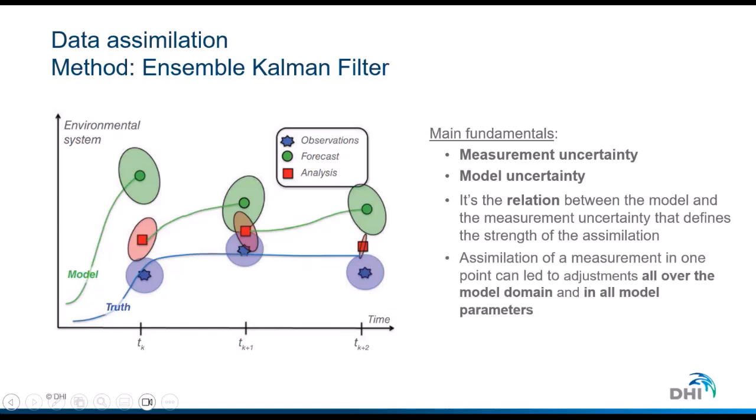So the fourth fundamental about this method, I'm just going to throw that on you now, and that is the fact that even if we only have just one point measurement we are assimilating into our model domain, we are not just adjusting the model in the cell where the measurement is actually representing.